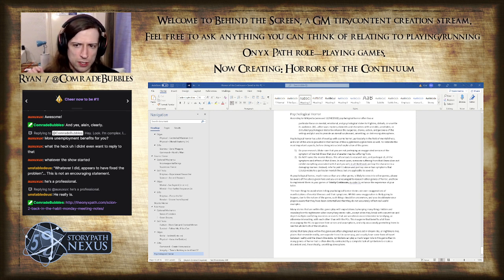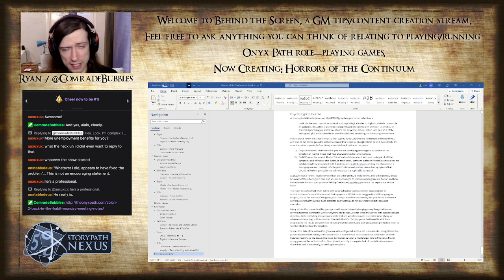A note on the convention games, those are charged, they are not free, you do have to pay for them. 50% of the ticket price goes to the GM, 40% of the ticket price goes to charity, the Badana Group, and 10% goes to the platform.